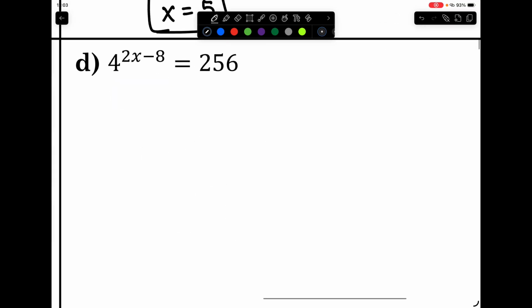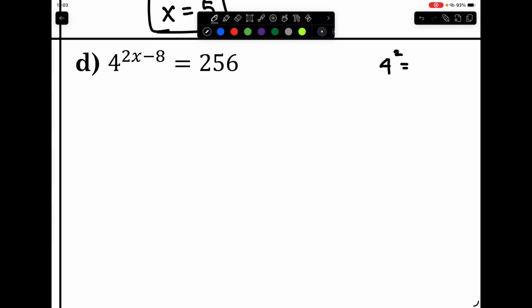So moving to this example, similar situation here. We have a power on the left side. Our base is 4, but there's no power on the right side of base 4. So since this is a power of base 4, let's see if we can manipulate this so we can write this as 4 to a power.